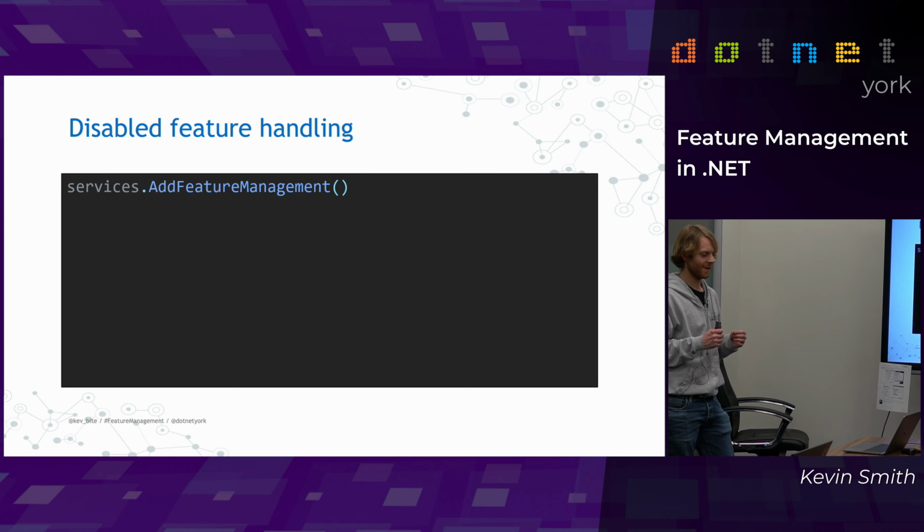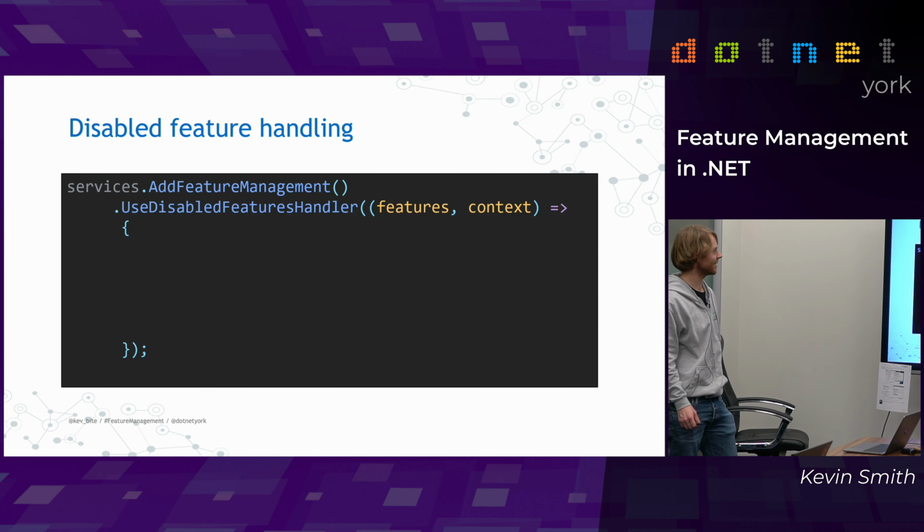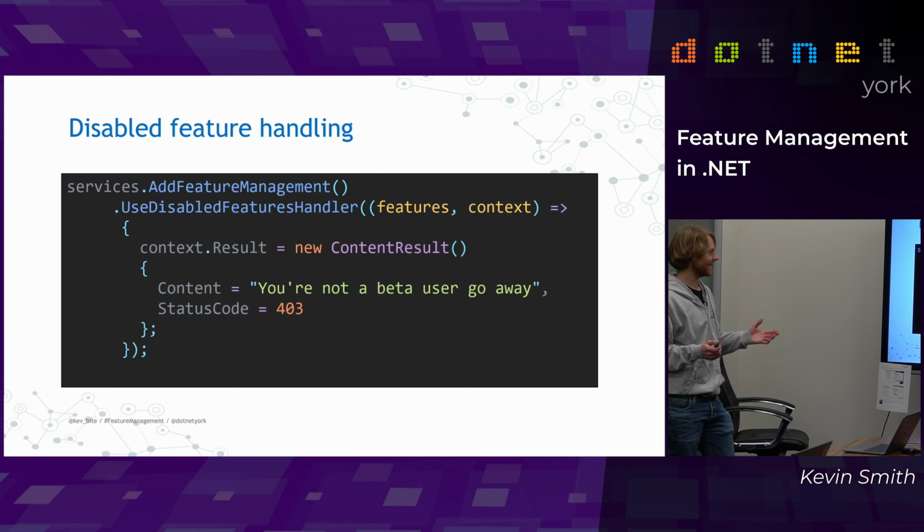But also, if we've got things disabled, like say we've got a controller disabled and you've got an endpoint which is for a beta user and somebody else hits it, they're just going to get a 404 not found. But if you want them to have a better, friendlier experience, you can start using this disabled feature handling. When you set it up on the IoC container, you can call another method on it, which takes a lambda, and this is called UseDisabledFeaturesHandler. All it is is a callback that's called once a feature has been evaluated to false. And within this, you can just return any old result you like. So this just returns saying you're not a beta user, go away, and a 403 status code.